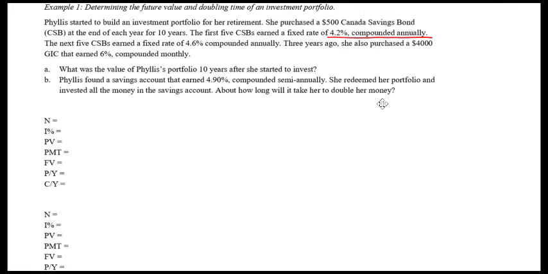I'm going to use red for 4.2% annual, blue for 4.6% annual, and green for 6% monthly. So 4.2% for 5 years annually: N is 5, present value is 0, payment is negative 500, future value unknown. Since it is annual, the last two will be 1 and 1.